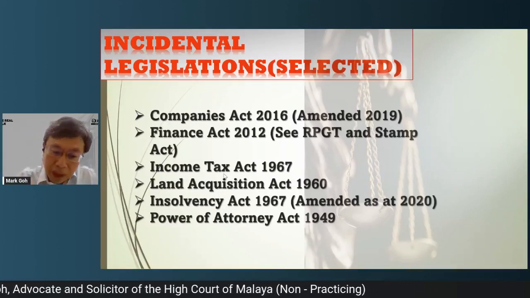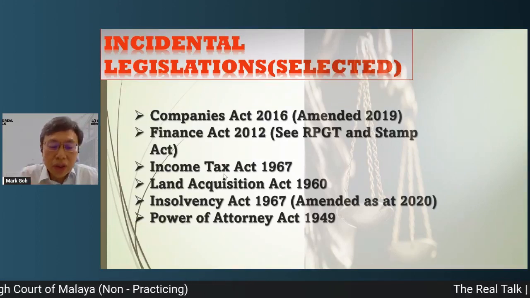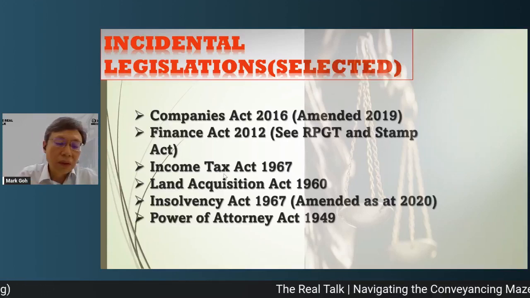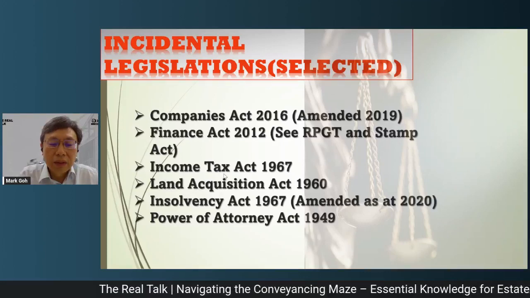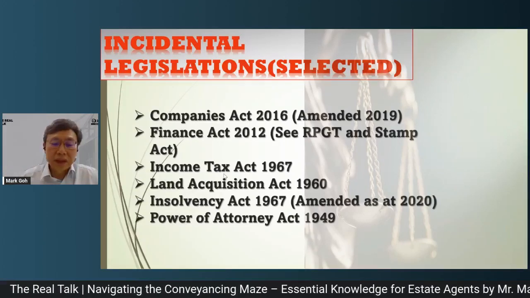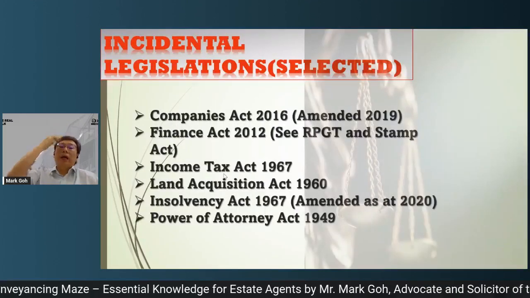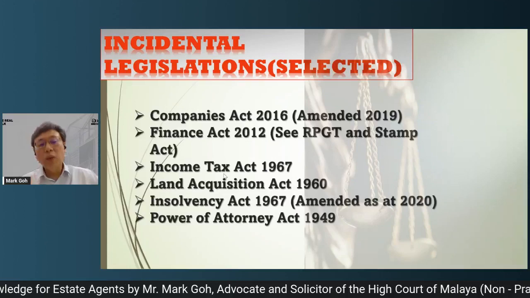Sometimes the PA can also be given to an estate agent, right? So we need to check if the guy says, I'm selling on behalf of Mr. So-and-so, but he's not here. He's in Australia. Where's the PA? Power of attorney. That's just an example. So these are the acts that we need to go through. But like I said, it's not exclusive, it's not extensive. These are the main ones.